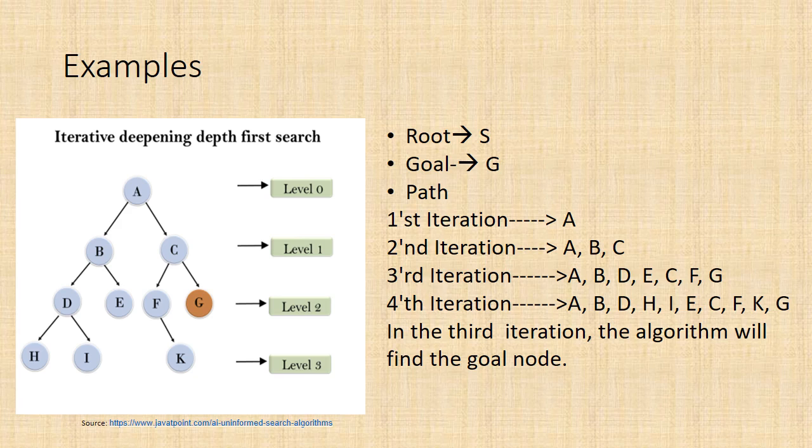The iterations performed by the algorithm are: first iteration, it visits only A. Second iteration visits the nodes A, B, C. Third iteration visits nodes A, B, D, E, C, F, G. Fourth iteration visits the nodes A, B, D, H, I, E, C, F, K, G. In the third iteration, the algorithm will find the goal node G and terminate.